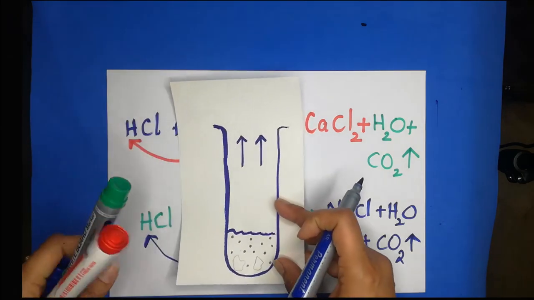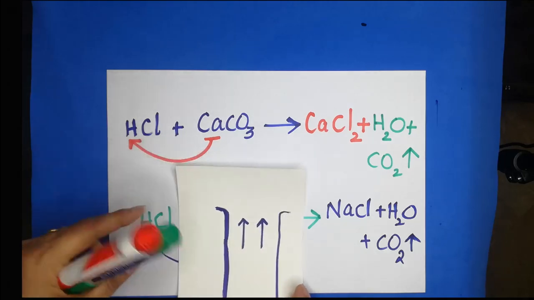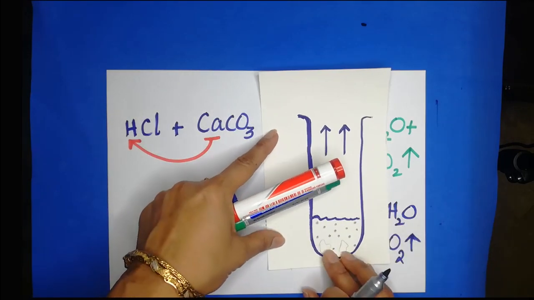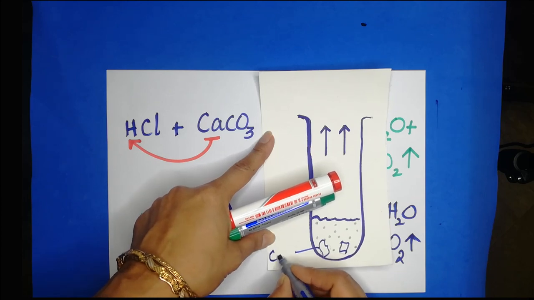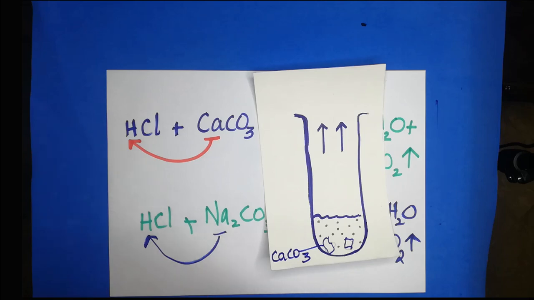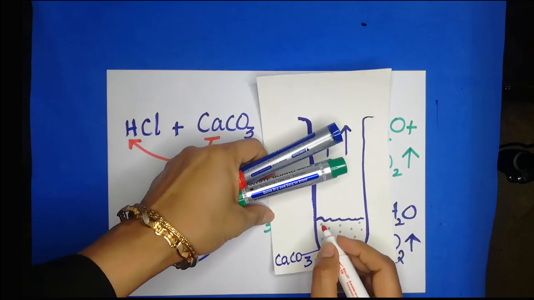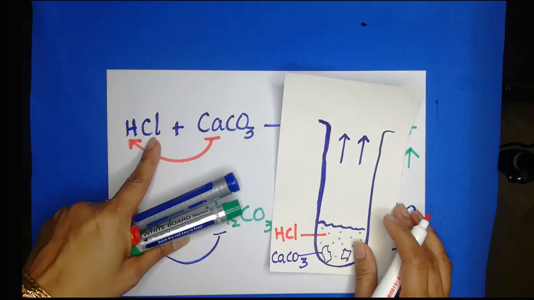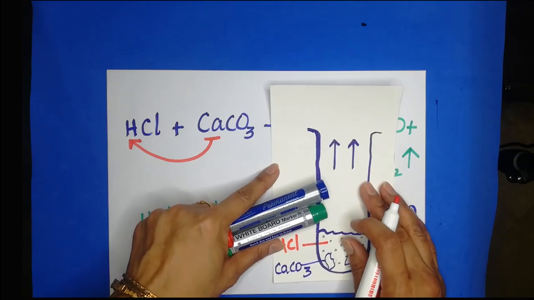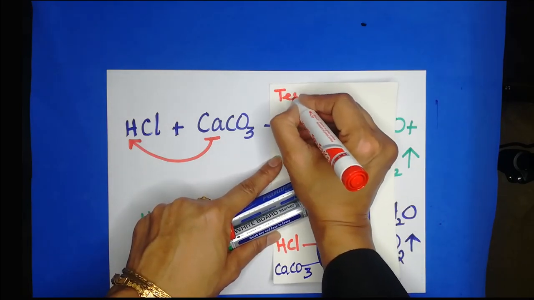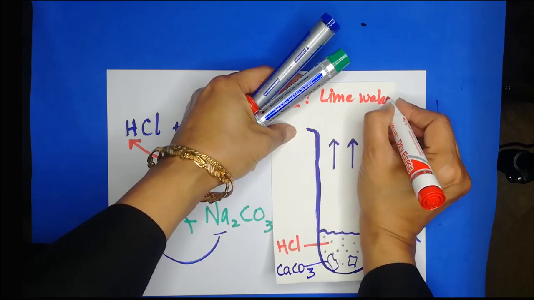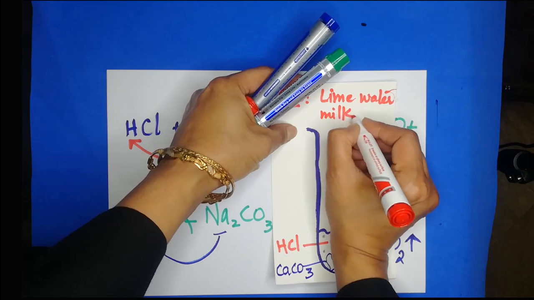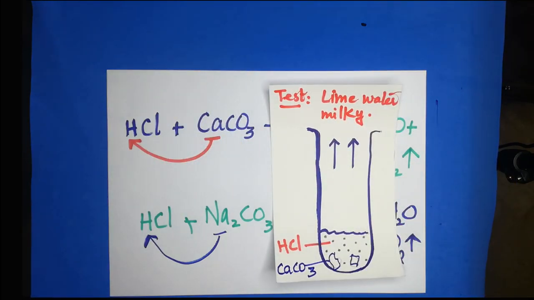If we see in this diagram, the same, if we consider this is calcium carbonate plus HCl, if we label this as calcium carbonate, and this one is acid or HCl. Bubbles of gas will be evolved, and this gas, if tested with lime water, will turn lime water milky. Lime water milky or white precipitates will be formed. Then this is the identification of carbon dioxide gas.